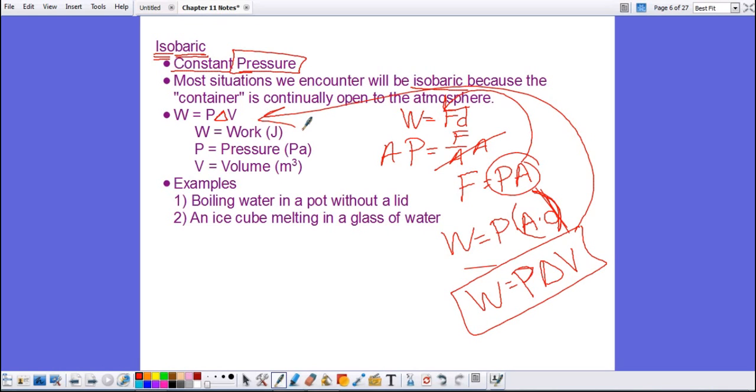Examples of an isobaric process are, again, things that are open to the atmosphere. If you boil water in a pot without a lid, it's open to the atmosphere, so it's happening at atmospheric pressure. Again, if you have an ice cube melting in a glass of water, that's open to the atmosphere, so it's an isobaric process. We can use this equation.